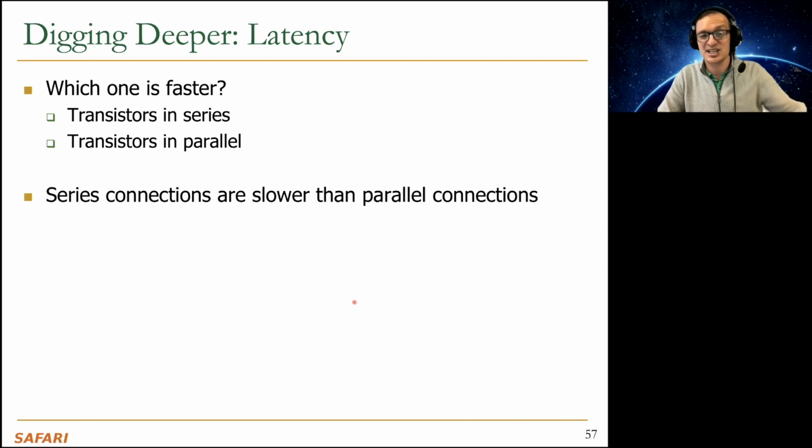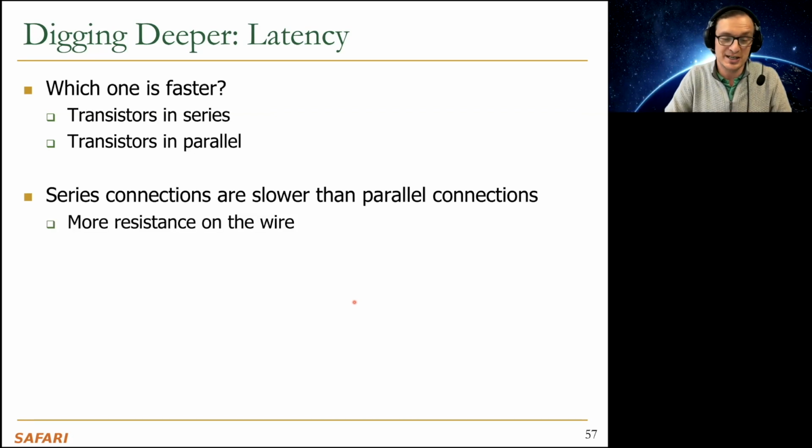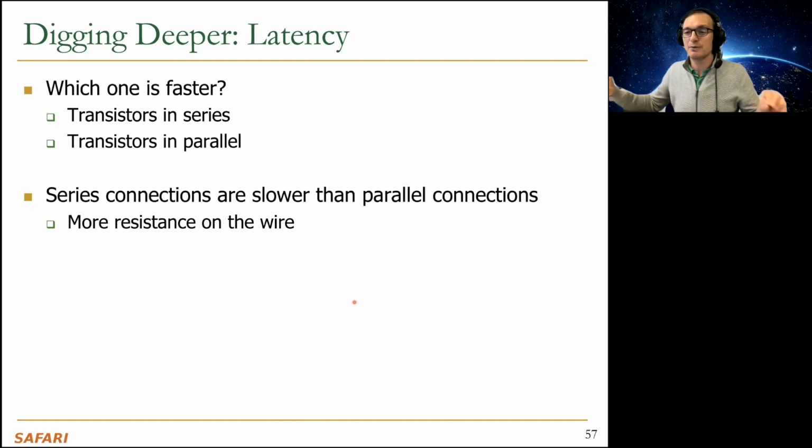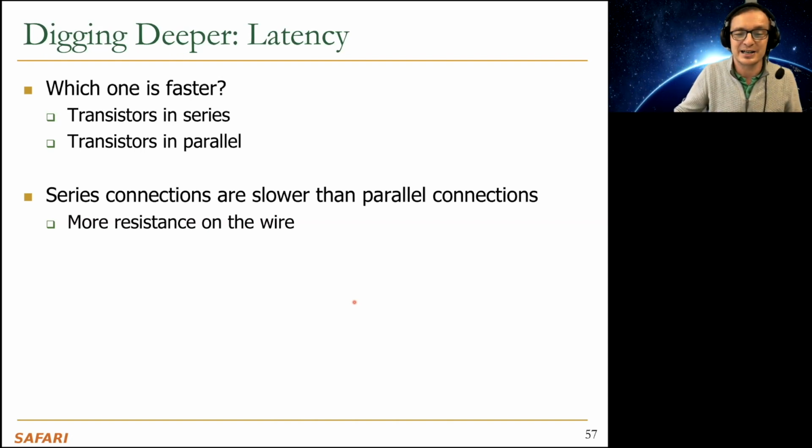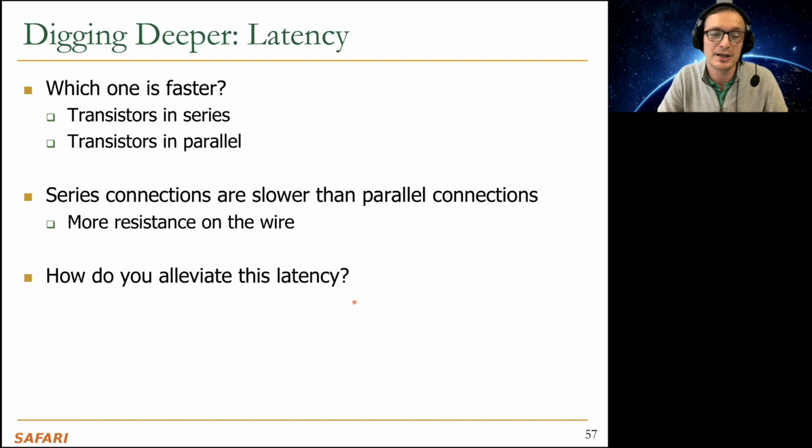Whereas series connections, you need all of the transistors to be turned on. And as a result, you have the resistance across all of those transistors. Whenever you turn on one transistor, you have resistance on the wire. And if you need to turn on n transistors, you have n times the resistance. There's also the capacitance that we're not talking about over here, of course.